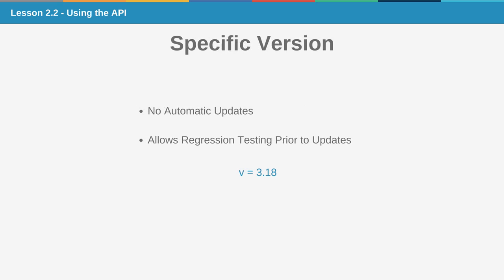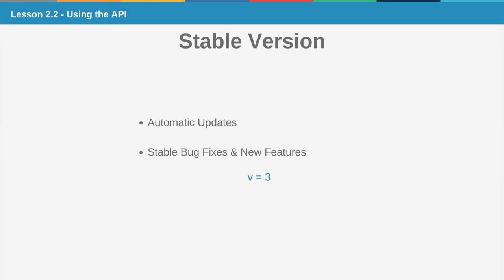Using a specific version number allows you to test against a specific release and only update after you have performed regression testing. The downside is you will not receive automatic updates and features, as Google promotes them to the stable release. When using the stable version, you will receive updates as Google promotes builds to the stable release channel. By using the stable release, you can take advantage of automatic updates for new features and bug fixes as they get updated. We will be using the stable version in the examples in this course.